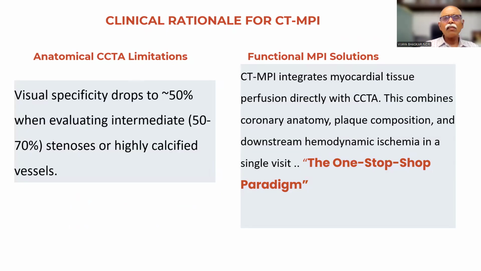What is the clinical rationale for CT myocardial perfusion imaging? The visual specificity on anatomical CCTA drops to 50% when evaluating intermediate stenosis, that is 50-70% stenosis, or in highly calcified vessels. That means you are only 50% accurate when you diagnose stenosis in these situations, or when vessels are heavily calcified, your stenosis quantification is only 50% accurate.